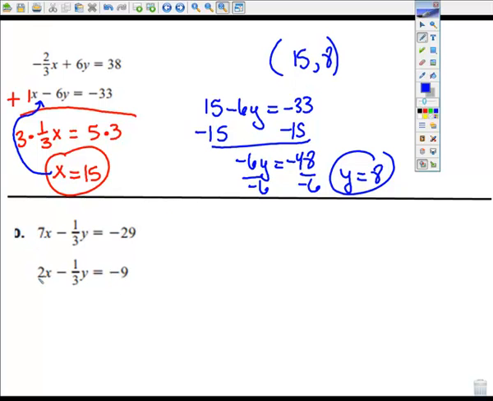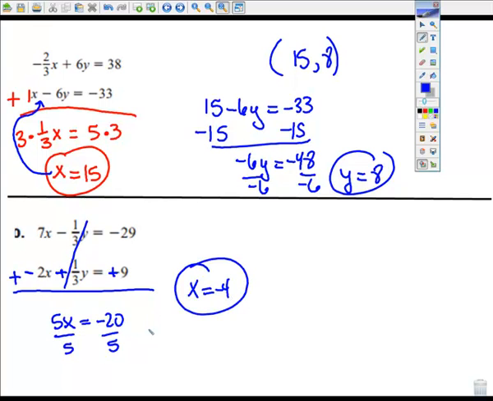Last one, I'm not eliminating the x's, but I am going to eliminate the y's. And again, they're fractions, but that's okay. At least they are identical. Remember, when they're identical, you add the opposite of every term in the bottom equation. So I have 7x plus a negative 2x is 5x. I just eliminated the y's. Negative 29 plus 9 is negative 20. So I will divide by 5. And x equals negative 4.